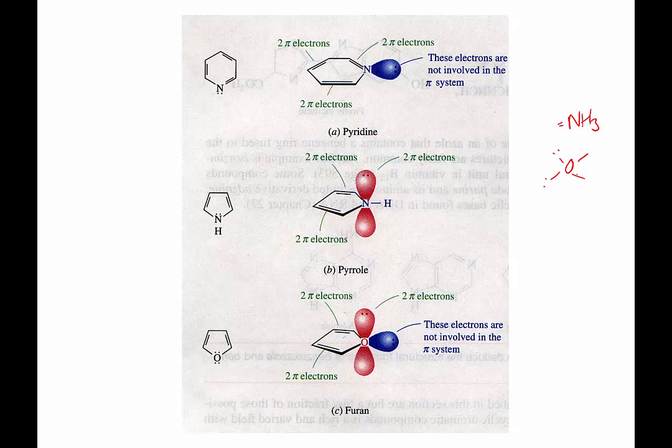So when we look at heterocyclic molecules with nitrogen or oxygen as part of these rings, the question becomes, are they basic? And they can only be basic if they have lone pairs that are not part of an aromatic system.